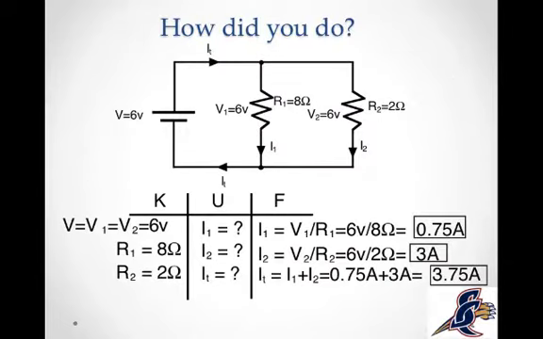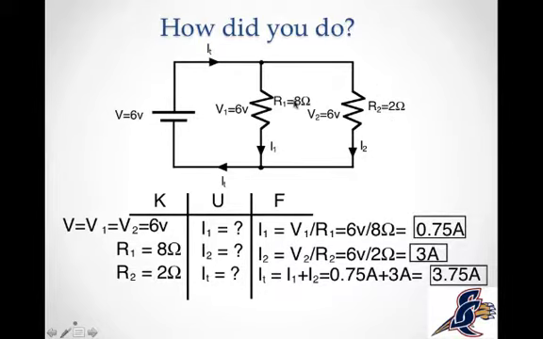Well, how did it go here? Remember that the voltage is the same, and so the 6 volts is going to appear across both resistances, and since we have the resistance, we can use Ohm's law to find the different currents. And hopefully you got 0.75 amps for the 8 ohms and 3 amps for the 2 ohms. And proportionally this should make sense.